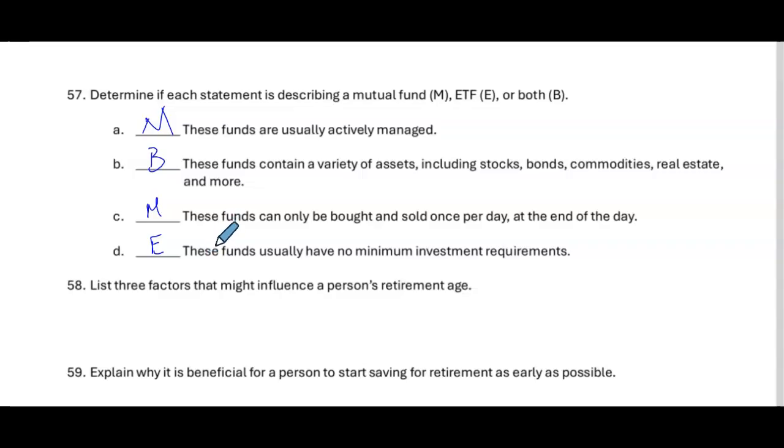All right, three factors that might influence a person's retirement age. One of them is financial stability. And what I mean by that is, do you have enough saved?